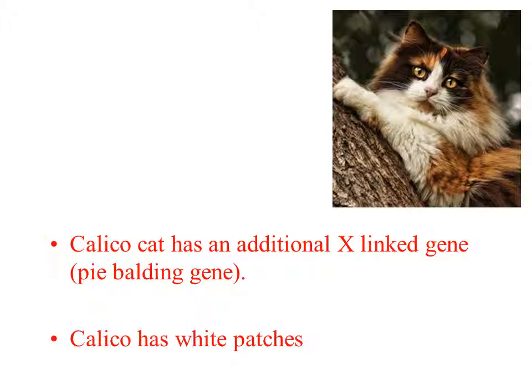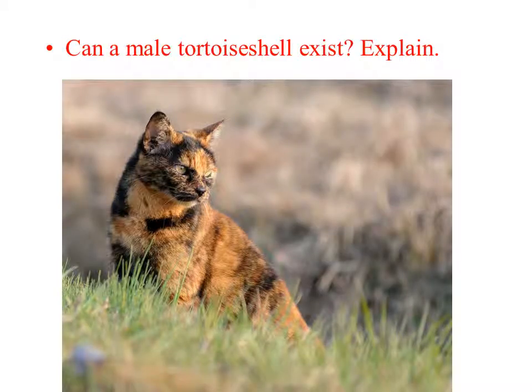We're not going to talk about the calico cat, but I would like for you to answer this question. Can a male tortoiseshell exist? Think about everything we've talked about and then give me an answer and explain your answer. If you can prove it by showing me the genotype, or some kind of Punnett square to disprove it, please do that. If you are done, good. If not, press pause.